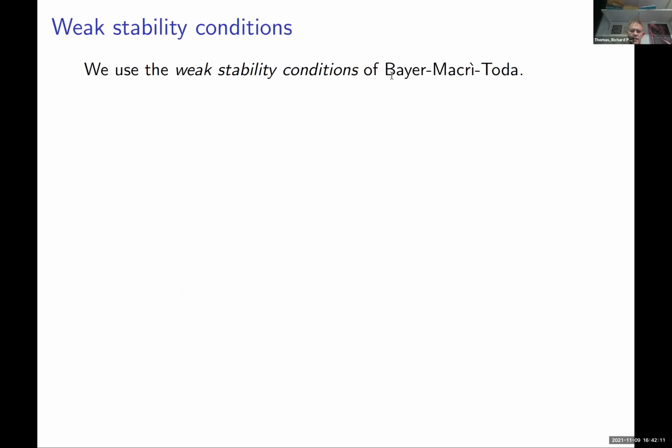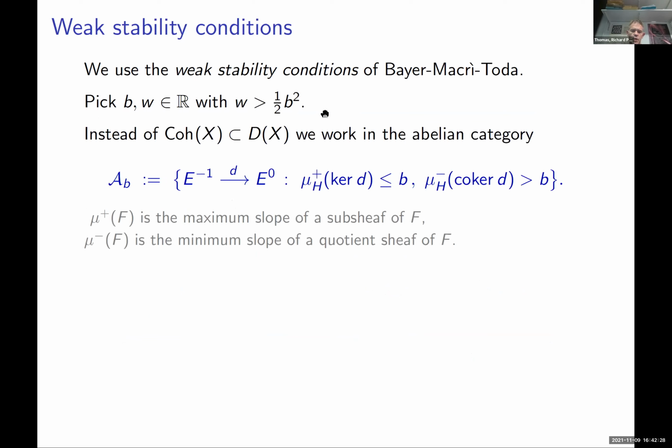And it all comes down to these weak stability conditions. For us, these stability conditions are going to depend on two parameters, B and W, real numbers. W has to be bigger than half B squared. And we have to work in this exotic abelian category, which is a tilt of the usual abelian category of coherent sheaves. Most of this audience don't mind that kind of thing, but if I give this talk to different audiences, I have to apologize at this point. So anyway, these are two-term complexes of sheaves.